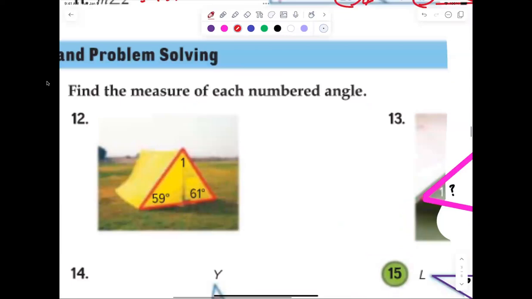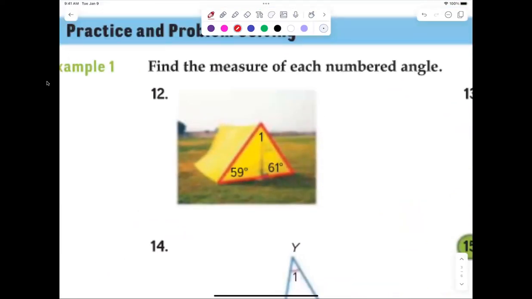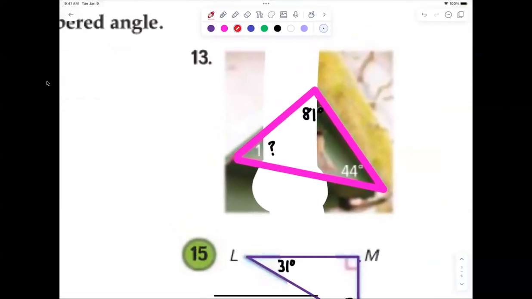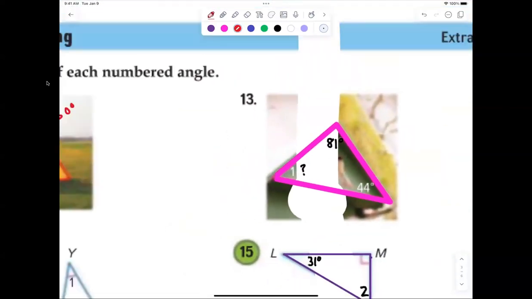Let's look at number 12. What is angle 1 here? 60. Somebody said 70, somebody said 60, somebody said 120, negative 60. Very good, 60 degrees. Good job. All right, here we go. Number 13.